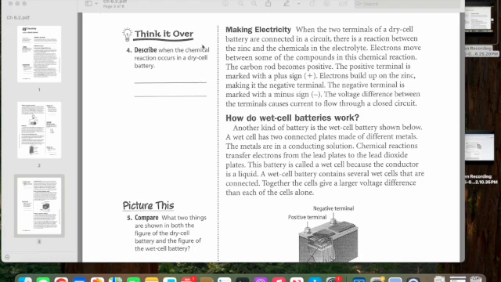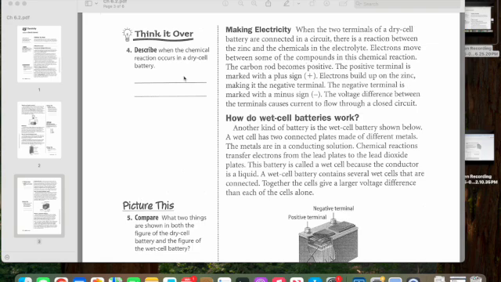Now we're going to answer number 4. Describe when the chemical reaction occurs in a dry cell battery. Okay, and it's asking for when. And it said right at the top here, we highlighted, the reaction will occur when terminals are connected in a circuit. Then a reaction will occur between the zinc and the chemicals within the electrolyte.